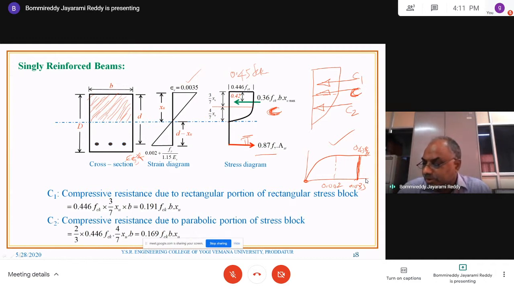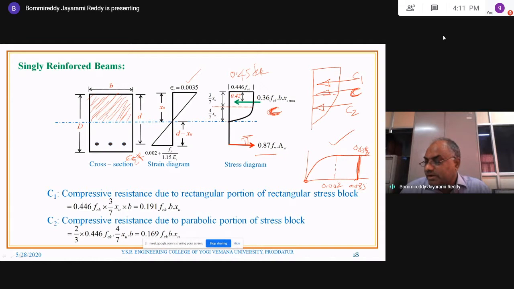So another important point here is xu, the depth of the neutral axis, and already I told you the top is 3 parts because it is 0.002, whereas it is 0.0035. Total is 7 parts, and out of 7 parts, first is 4 parts, next is 3 parts. So 3 is the rectangle, so you can write 3 by 7 of xu. Sometimes the question may be, what is the depth of the rectangular portion of the stress block? 3 by 7 of xu.